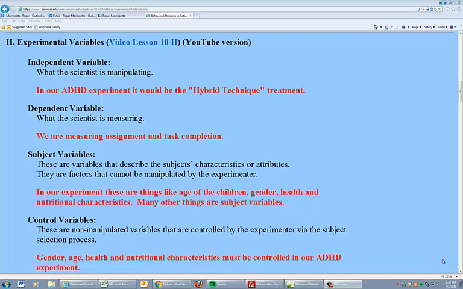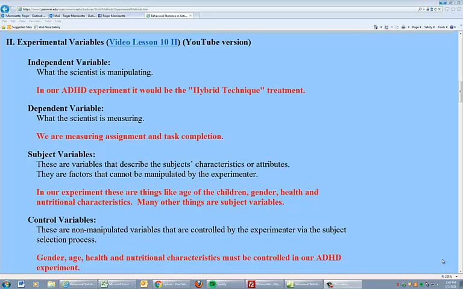Let's talk about the experimental variables. Now, we went over independent variable and dependent variable in the first lesson, but it's always good to go back to the basics. So remember, independent variable is what we are manipulating, the cause of the cause and effect relationship. So in our experiment, it would be exposure to the hybrid technique. That's what the whole research hypothesis is all about. The dependent variable is the effect of the cause and effect relationship.